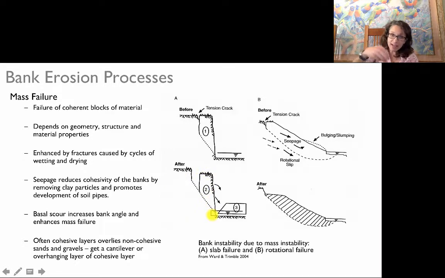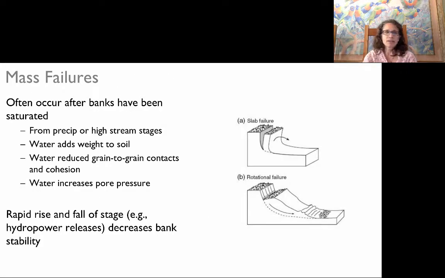So that hydraulic action happens at the toe. The entrainment from the flow happens at the toe, and then you get the mass failure of the chunk of cohesive material above it. Often this happens after the banks have been saturated with moisture. So this can happen when you have hydropower releases. You ramp up the flow for hydropower, the banks get wet, you drop the flow, you leave saturated banks behind with positive pore pressures, all that extra weight from the water, and then you end up with mass failure.